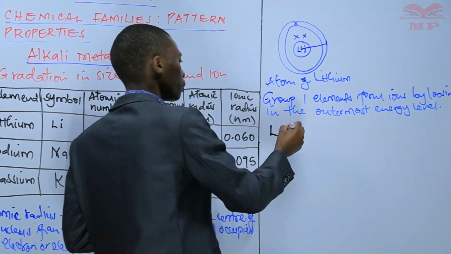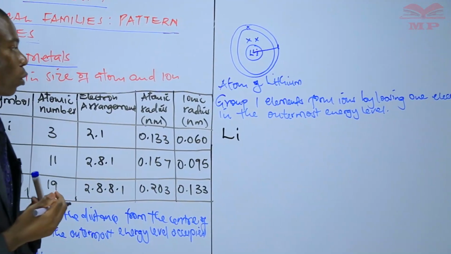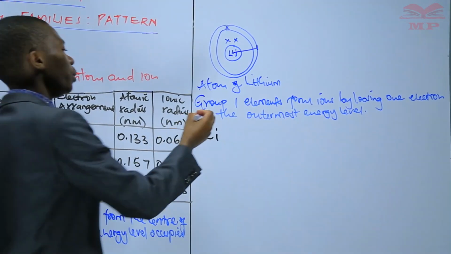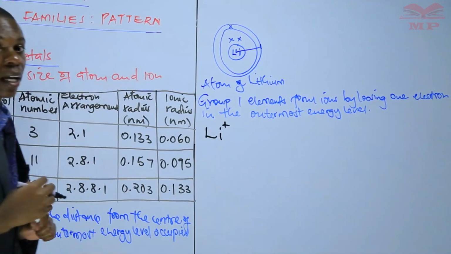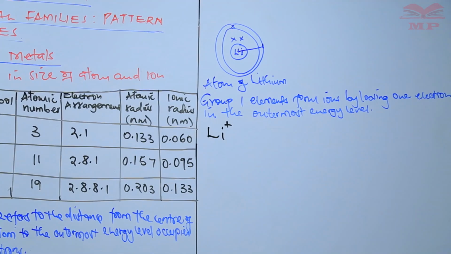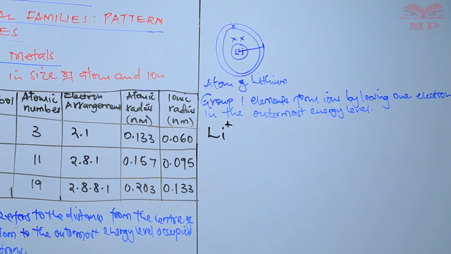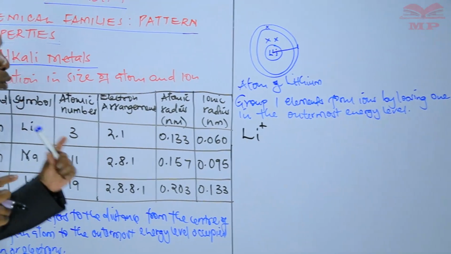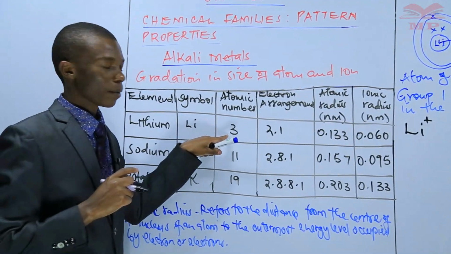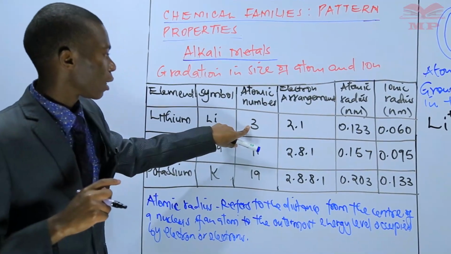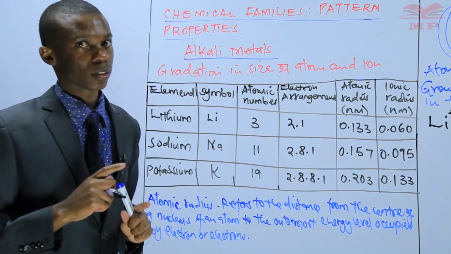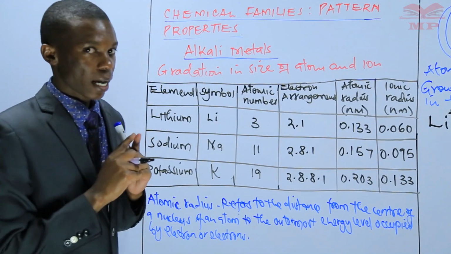So lithium is an atom. When lithium loses 1 electron in the outermost energy level, it will be positively charged. The reason why it is positively charged is because it now has more protons than electrons. Remember, the atomic number is 3. The atomic number being 3, it means that it has 3 protons and 3 electrons in the atom.